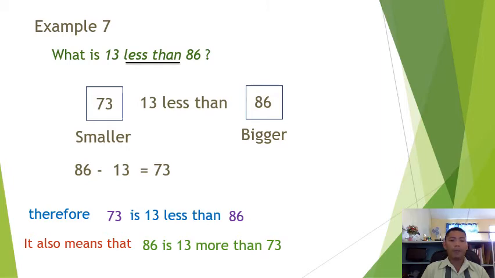While 86 is greater than 73. We know that 86 is greater than 73 by how many? 13. So that's why 86 is 13 more than 73. I hope we're clear on that. Don't be confused.